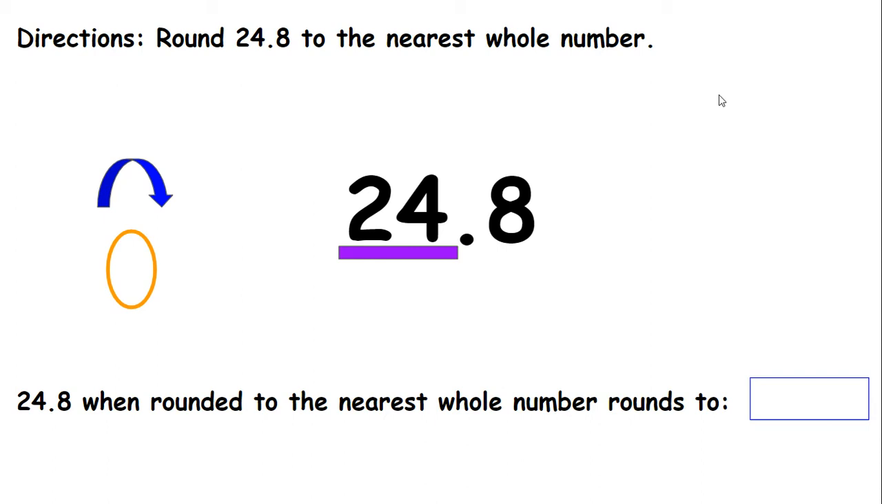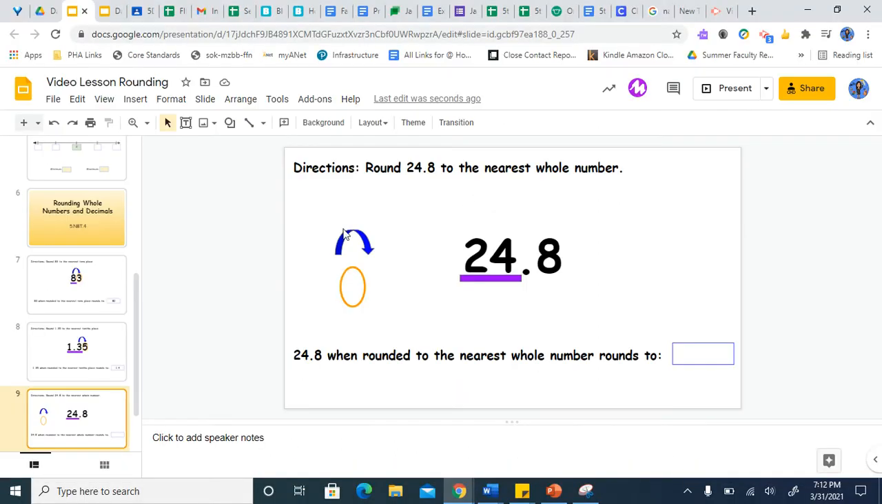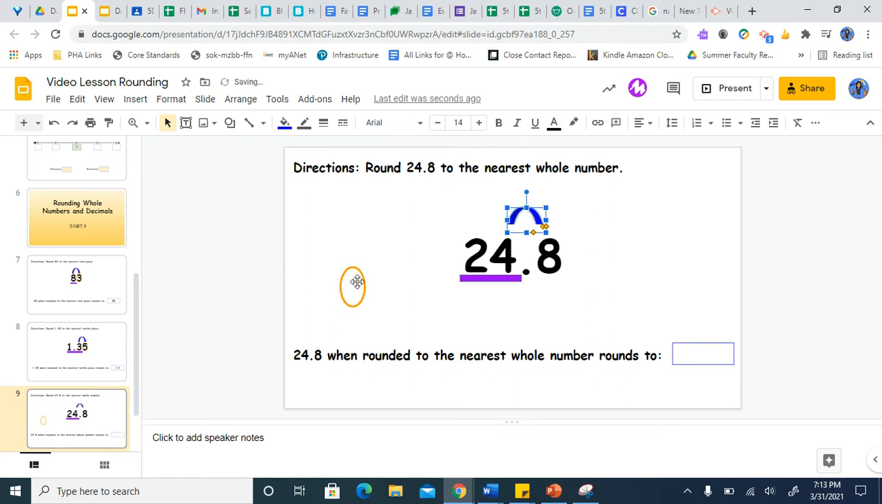We're going to look at the digit to the right of the ones place to know if we're rounding down to 24 or up to 25. I'm going to use the arrow to know which direction I'm looking at. I can see that we're going to look at the 8 that's in the tenths place.